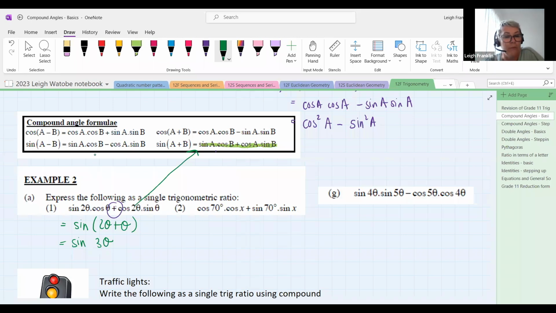And that gives us sine 3 theta. That's our angle. Okay, if we have a look at number 2, can I have a volunteer to do number 2 for us? Let's see who's got their hands up. Noctula, go for it. You're welcome to unmute, Noctula. Just click on unmute and then that's it.